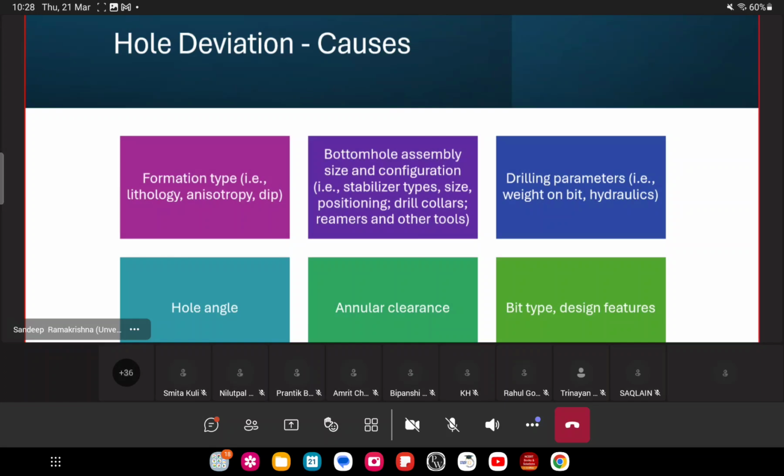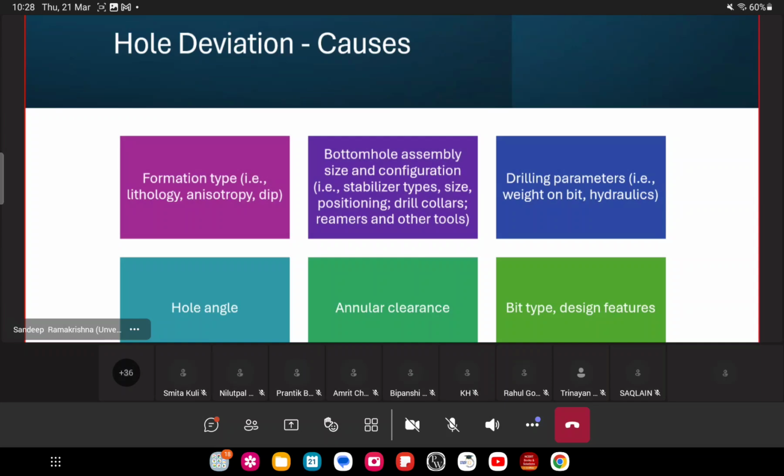Then the weight on bit, drilling hydraulics, all those parameters that are there, the hole angle, annular clearance, bit type. What's your choice of bit? Tricone bit, rotary bit, PDC bit, all these things. These are vast topics in themselves, but these are all plausible causes for hole deviation.